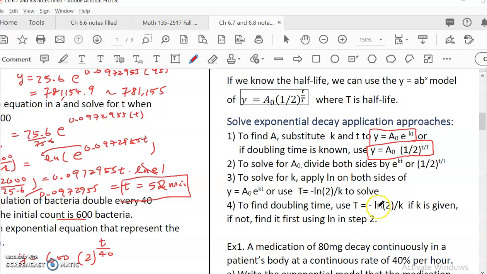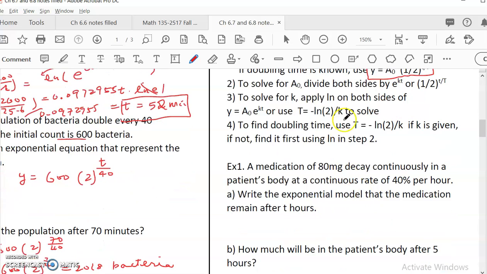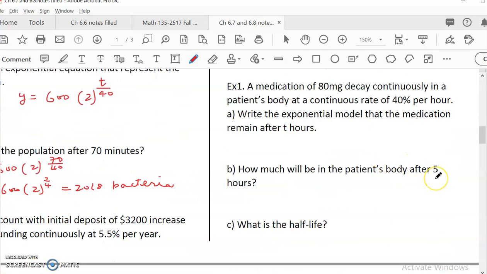To find doubling time is negative ln 2 over k, or ln 1/2 over k, right? So these are the approaches to solve a problem. So let's look at the first example. The first example says there is a medication of 80 milligrams decaying continuously in a patient's body at a rate of 40% per hour. So we know it is decay and it's a continuous rate.